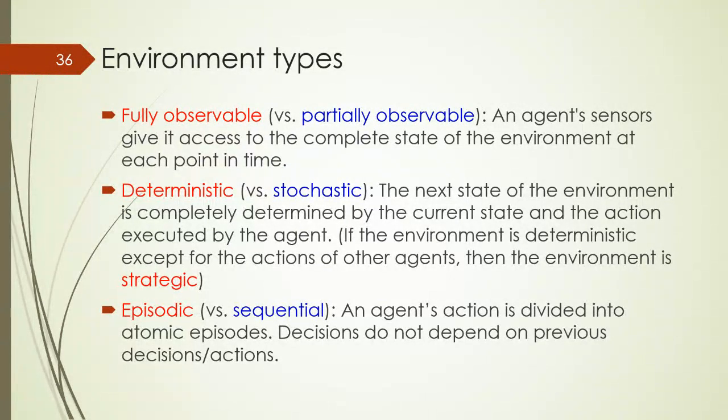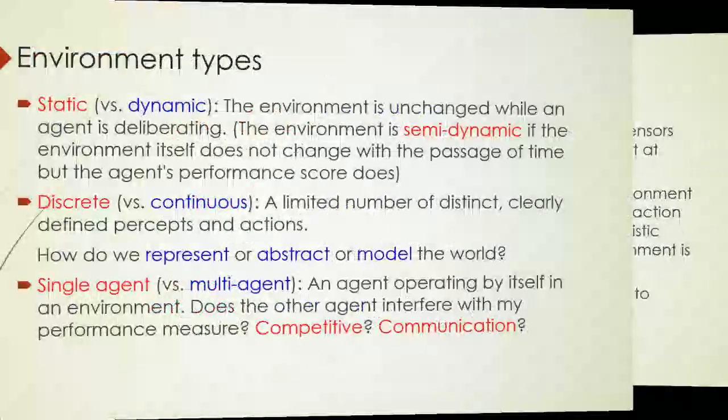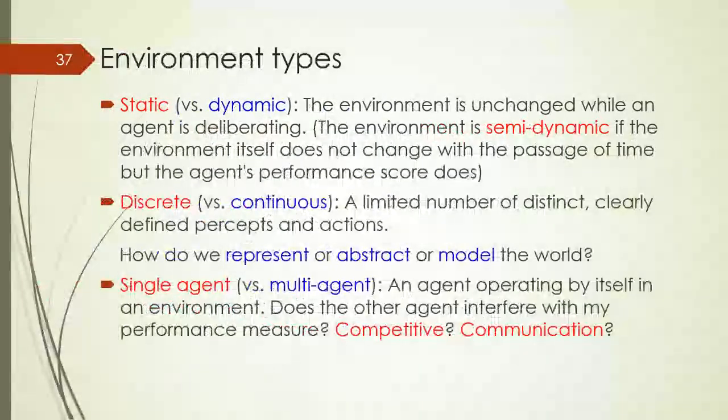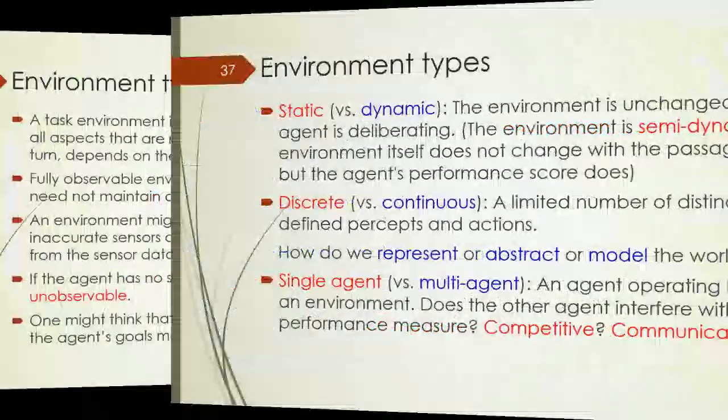It means having an environment which our agent can perceive fully or not. Deterministic or stochastic. It can be episodic or sequential. It can be static or dynamic. It can be discrete or continuous. It can be single agent or multi-agent. Okay, I'll talk about them one by one.